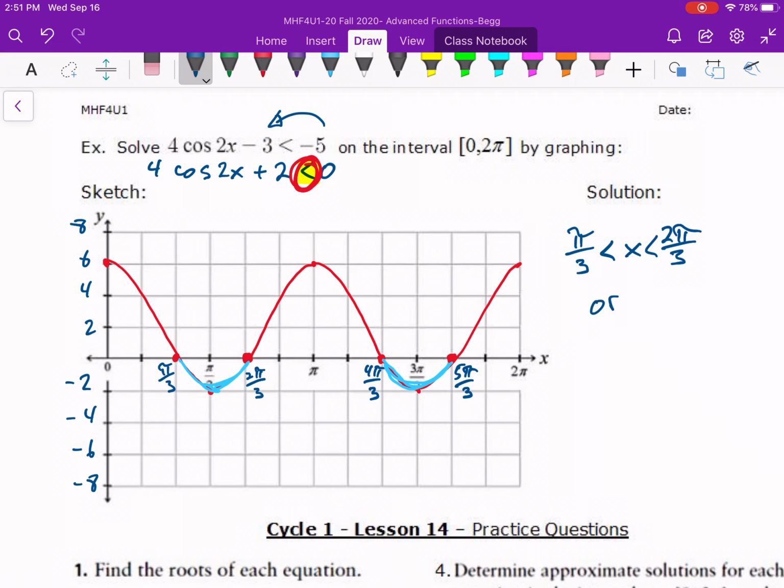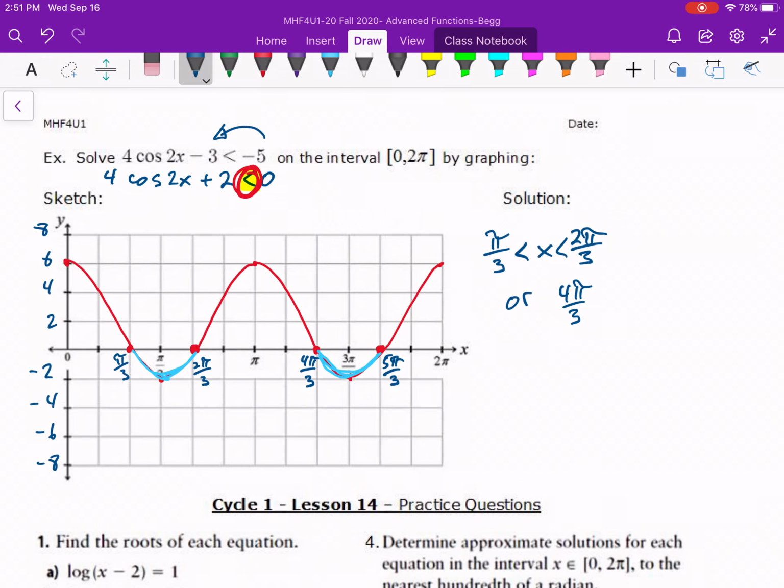or 4 pi/3 is less than x, which is less than 5 pi/3. Now, don't get hung up on me using the word or here. You could use the word and. It is true, it is both of them. It's all of them. When I use the word or, I'm simply saying, hey, it could be this or this or this or this or this, but the solution is all of these things. And that's it.